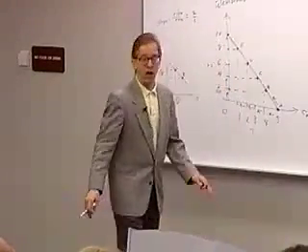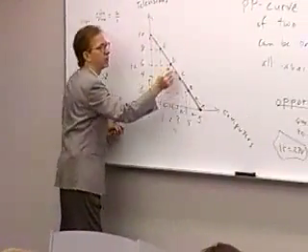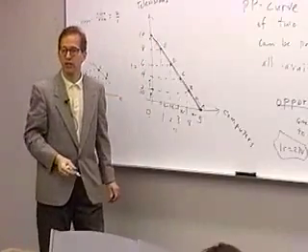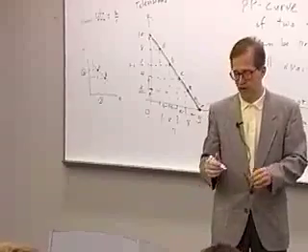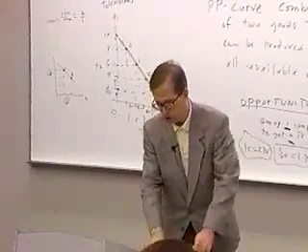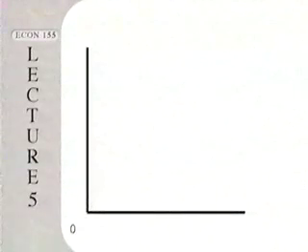Okay. Now, here's what's significant. This is a straight line. We want to talk about that for just a second. It's a straight line, as straight as I can draw it. We want to talk about why it would be a straight line. Let me draw another production possibilities curve that's not a straight line. Let's put something like wheat and houses.